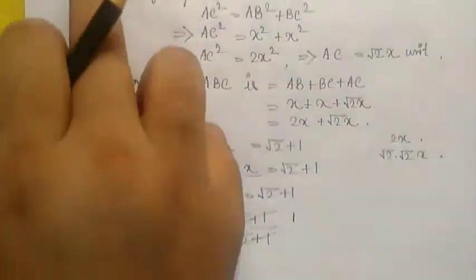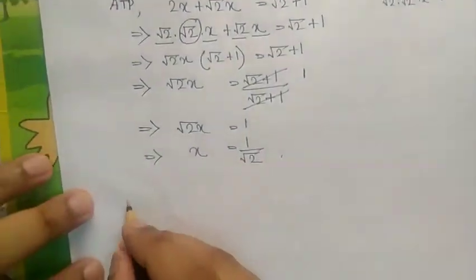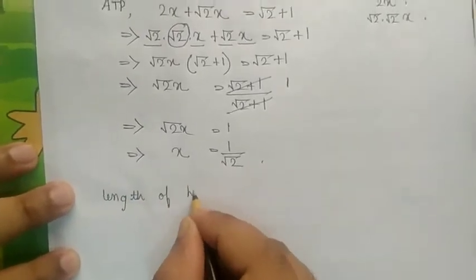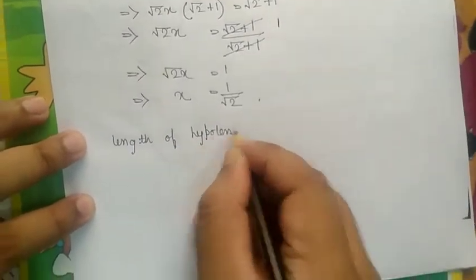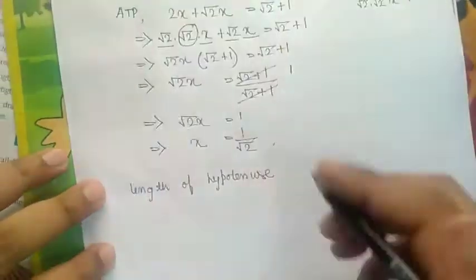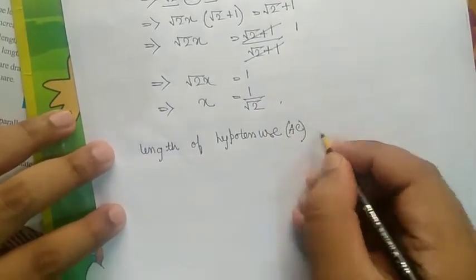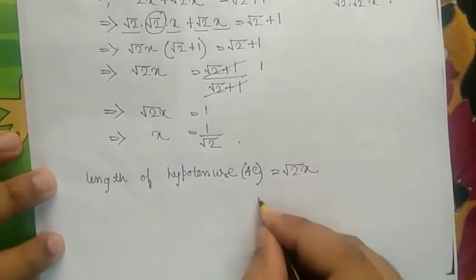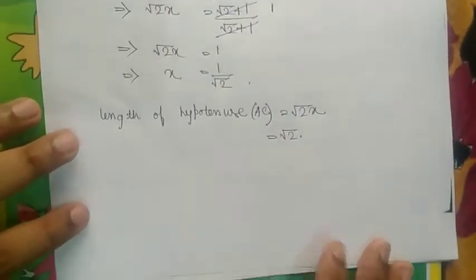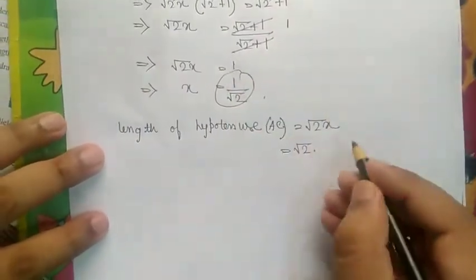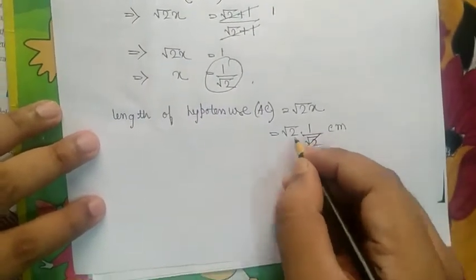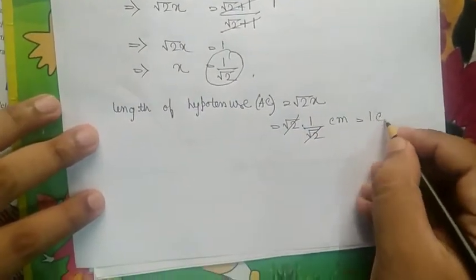First we have to calculate the length of the hypotenuse. So length of hypotenuse, or AC, equal to, we know AC means root 2X unit. So this is root 2X. Putting the value of X, we find that X equal to 1 by root 2. So root 2 into 1 by root 2 centimeter. So length of the hypotenuse is 1 centimeter.